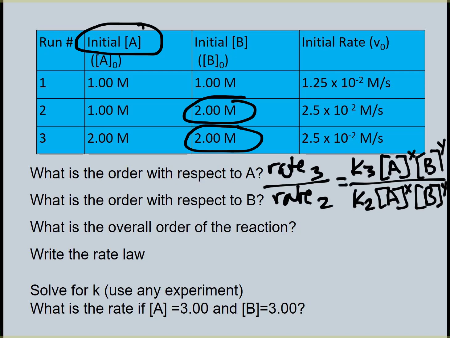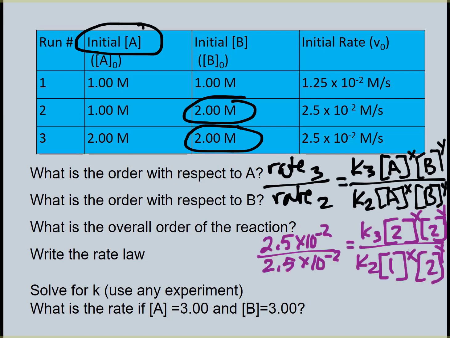And then let's plug in our numbers. So let's simplify. So this will go down to 1. And my rate laws can cancel. Those y's can cancel. So I'm left with 2 divided by 1. I'm left with 2 to the x. So in order for this to be 1, then x has to equal 0. So what is the order with respect to A? It's a zero order reaction. So this means that if A changes concentration, then that does nothing to the rate.